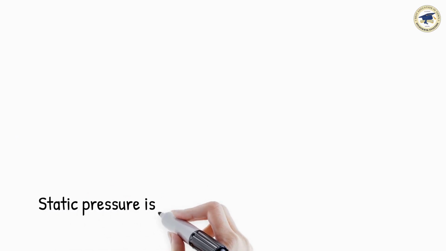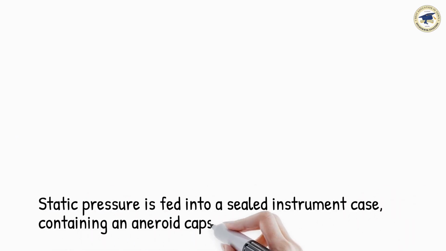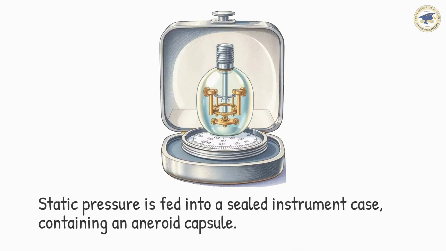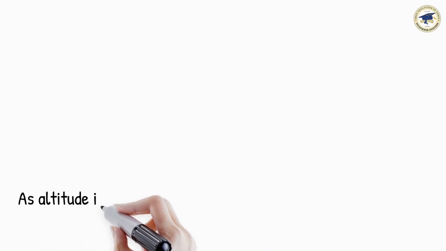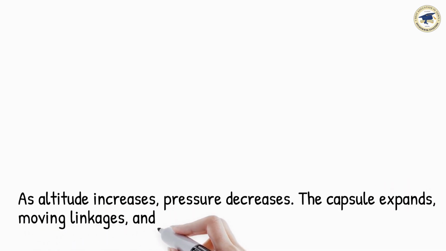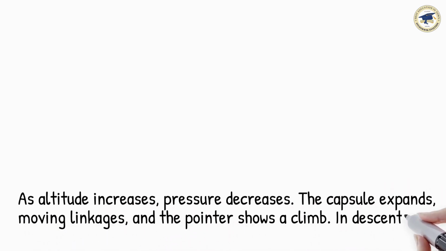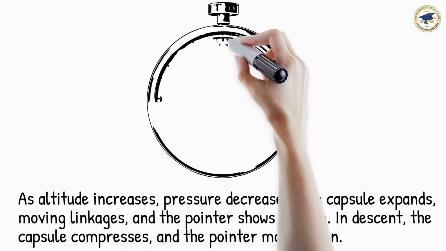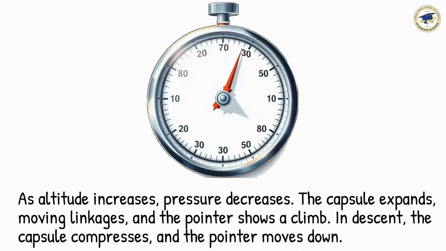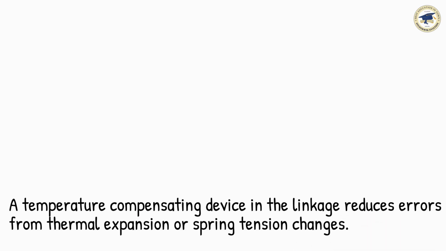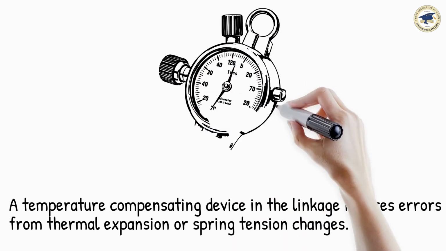Let's look at how the altimeter works. Static pressure is fed into a sealed instrument case containing an aneroid capsule. As altitude increases, pressure decreases. The capsule expands, moving linkages, and the pointer shows a climb. In descent, the capsule compresses, and the pointer moves down. A temperature-compensating device in the linkage reduces errors from thermal expansion or spring tension changes.